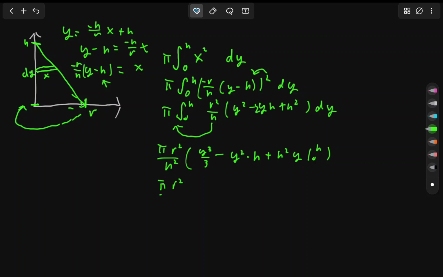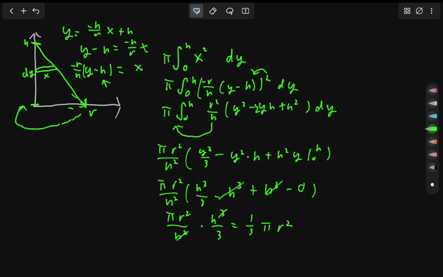So we get pi r squared divided by h squared. We're evaluating this at h, so we get h cubed divided by 3 minus h cubed, because h squared times h is h cubed, plus h cubed, and then minus 0 for whenever we plug in 0. This h cubed and this h cubed will cancel each other, so we are really left with pi r squared divided by h squared times h cubed divided by 3. Well, we can cancel the h squared and the cube, leaving just an h, so what we're left with is 1/3 pi r squared times h, and that is how you derive the formula for a cone.